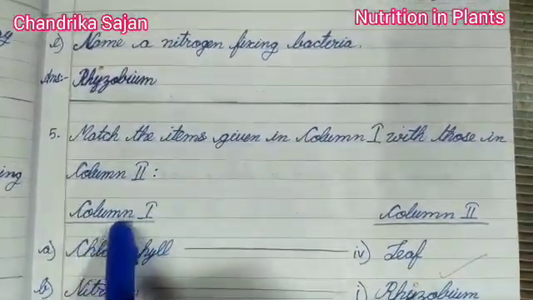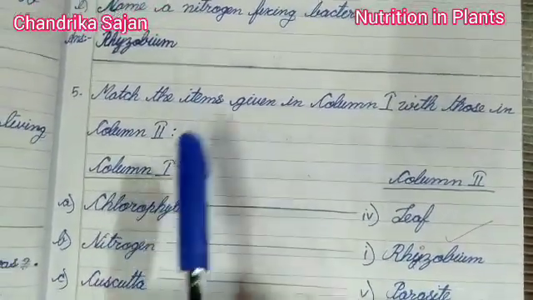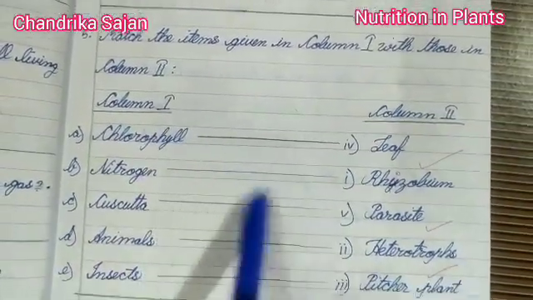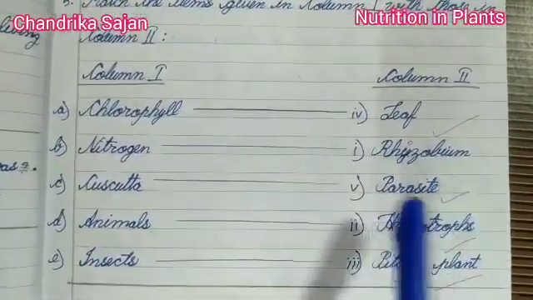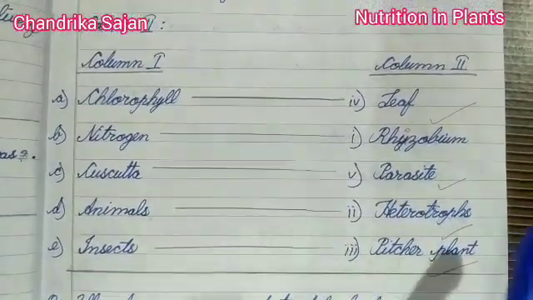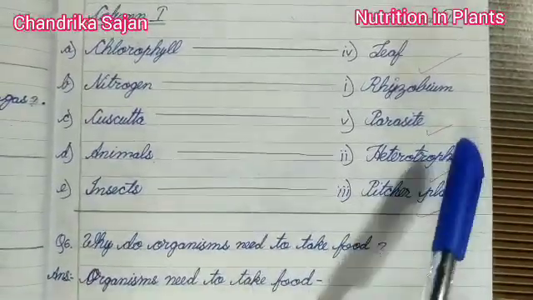Now match the columns in column 1 and 2. Chlorophyll, leaf. Nitrogen, rhizobium. Cuscuta, parasite. Animals, heterotrophs. Insects, pitcher plant.